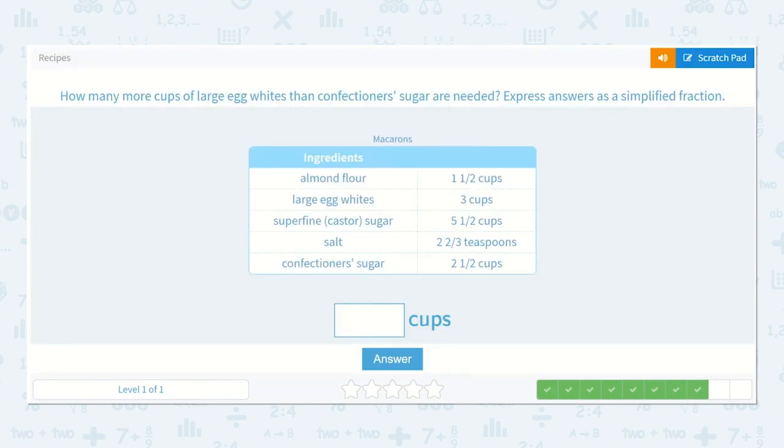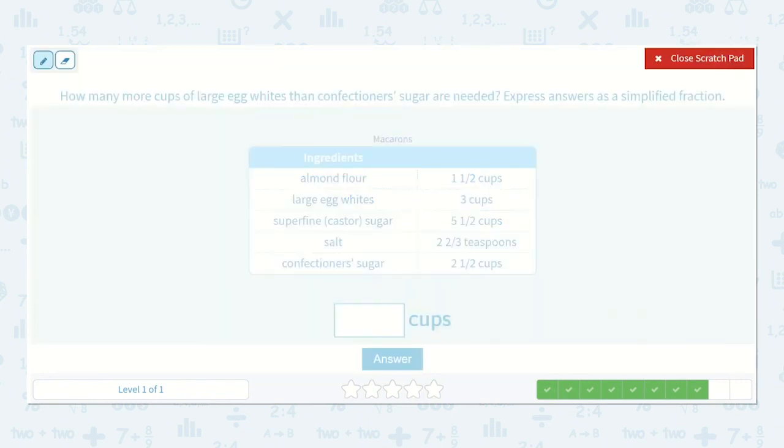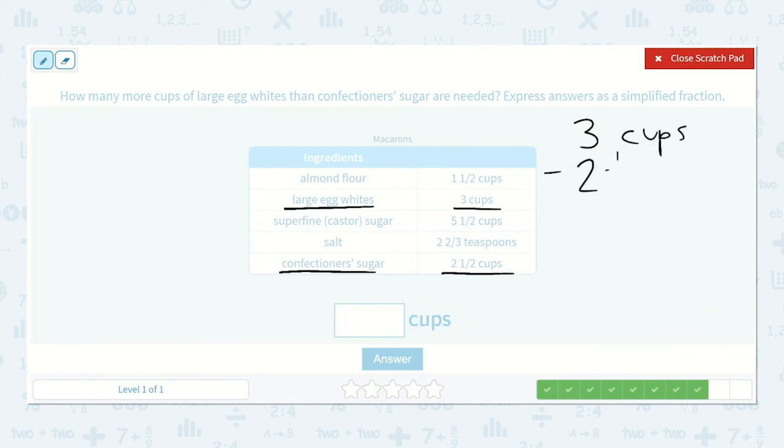How many more cups of large egg whites than confectioner's sugar are needed? Express answers as a simplified fraction. Large egg whites, they say they need 3 cups. Confectioner's sugar, they say they need 2 1/2 cups. Well, 3 cups minus 2 1/2 cups.